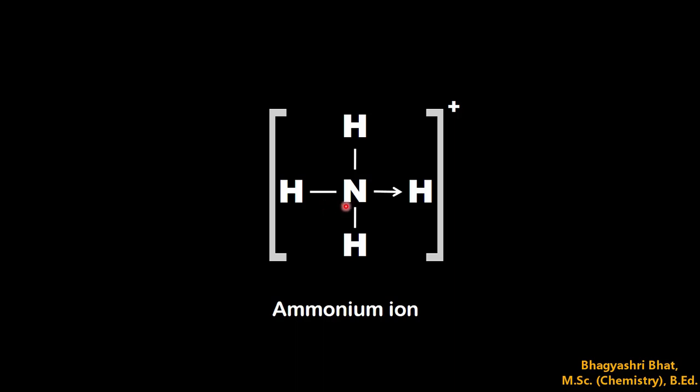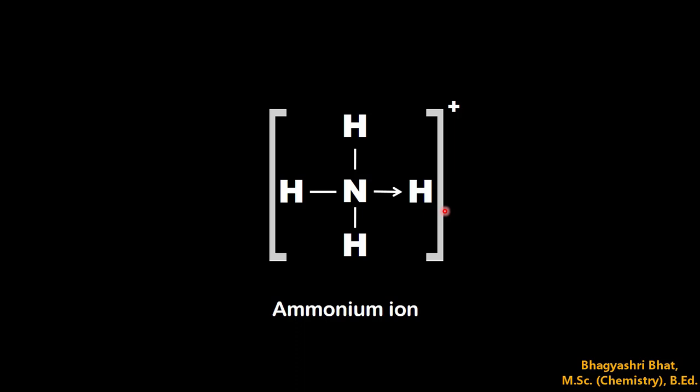But in a coordinate bond, both the electrons belong to nitrogen. Since hydrogen does not provide any electron, both the electrons are provided by only the nitrogen atom. So the difference is that in a coordinate bond, both the electrons are provided by one atom, whereas in a covalent bond the electrons are provided by both the bonding atoms. So here NH4 plus is known as a coordinate compound.